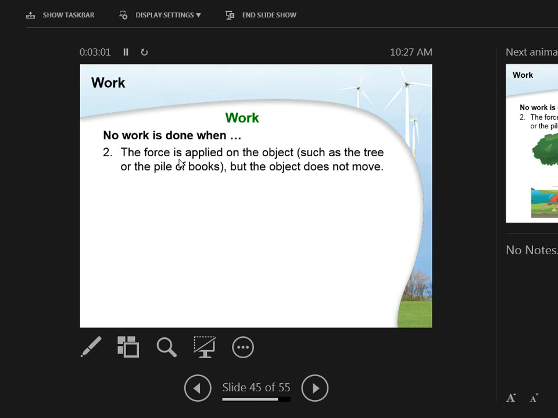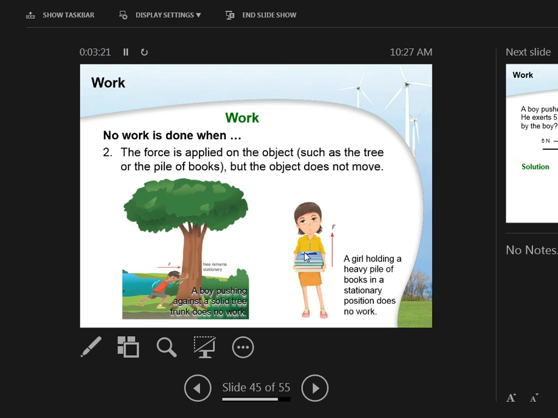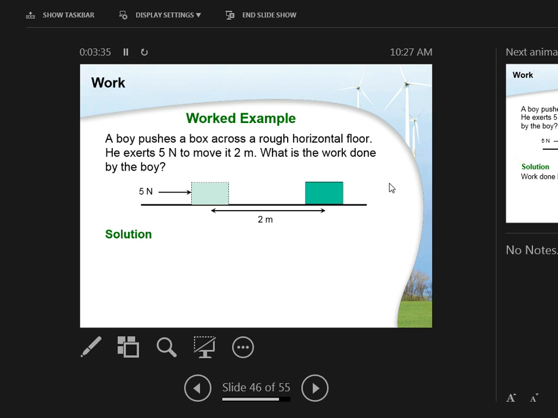Okay, another case is when no work is done when you apply a force, but there is no motion. For example, a person pushing a tree, a very big tree. So the tree does not move even though he is exerting a force. So we say that you haven't been doing any work because there was no distance moved. Again, a girl carrying a pile of books, but she's not moving. Also, no work done. Okay? In both instances, the distance moved is 0.